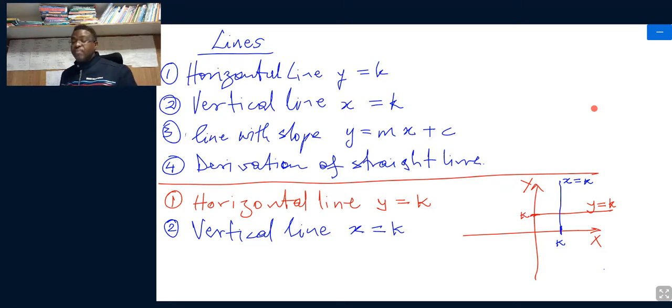Number 4, the derivation of a straight line. How do you find the equation of a straight line? When you find the equation of a straight line, you need two things. You need either 2 points, or you need a point (x, y) and a gradient. Okay, so let us shoot.